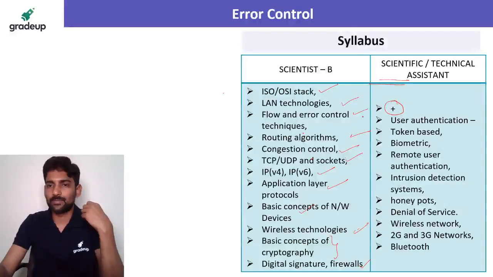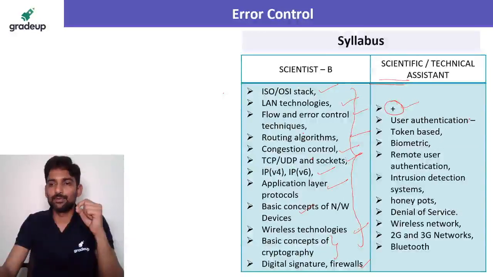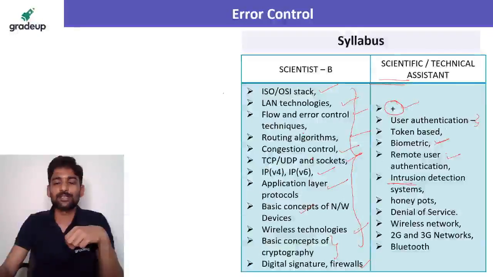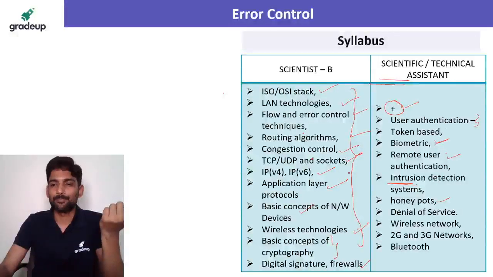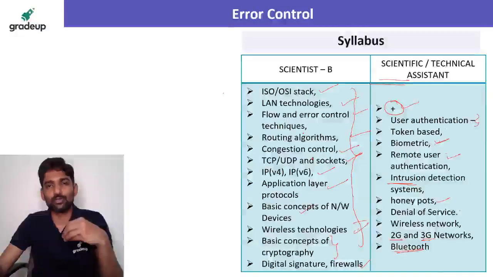you have the same here, plus indicates all these topics are there even for Scientist B also. Along with this, you have user authentication, token based authentication, biometric authentication, remote user authentication. So basically authentication is the extra topic addressed here, and then intrusion detection systems, like honeypots, denial of service DOS, wireless networks, in which we need to have basic idea about at least 2G and 3G networks, as well as Bluetooth. So for STA we have a little more topics in CN.